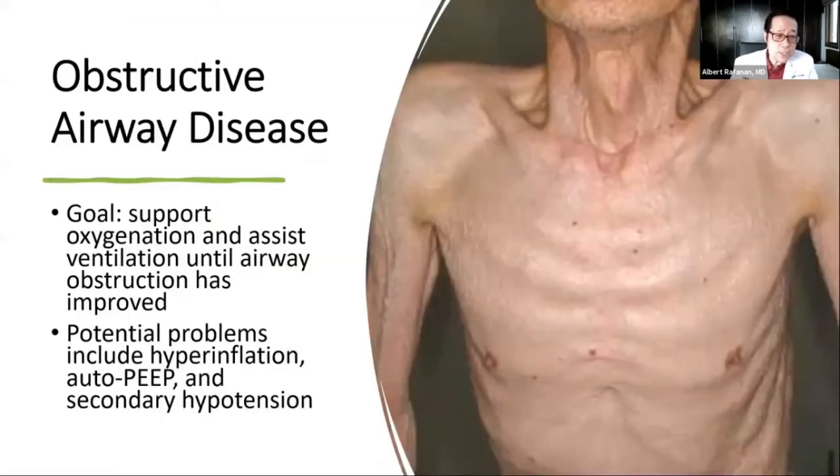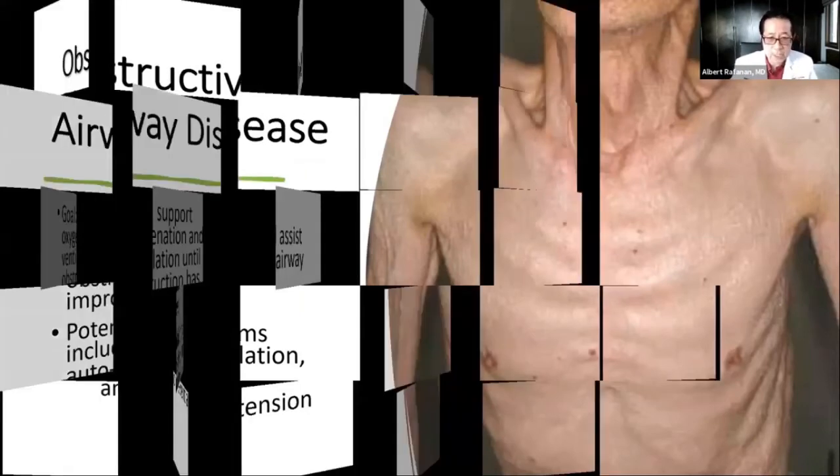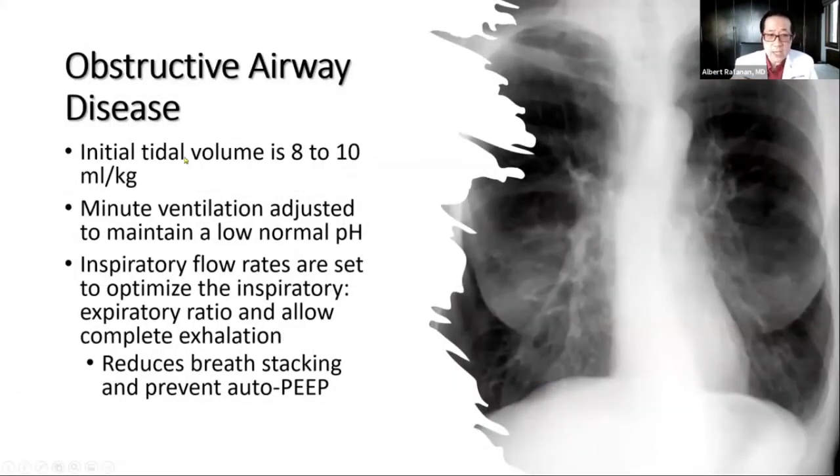In patients with obstructive airway disease, the goal is to support oxygenation and assist ventilation until airway obstruction has improved. Potential problems include hyperinflation, auto-PEEP, and secondary hypotension. Because if you have too much auto-PEEP, you have to be very careful with this patient when you put them on the ventilator. So usually the initial tidal volume is 8 to 10. Sometimes I use less, actually 6 to 8 most often. Stick with 8. That's probably the better one to start with.